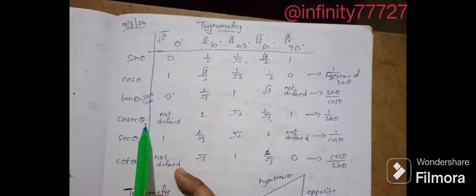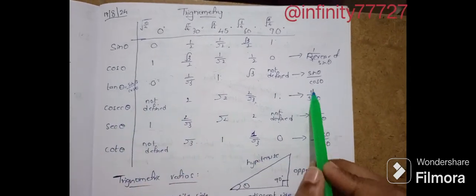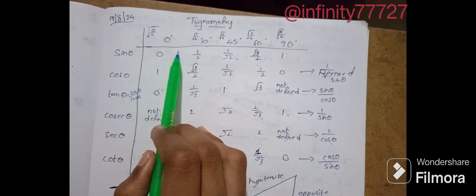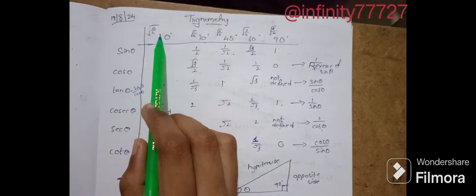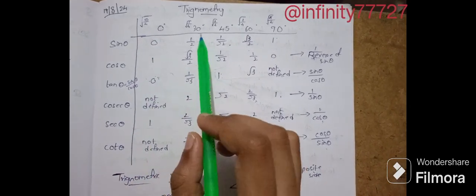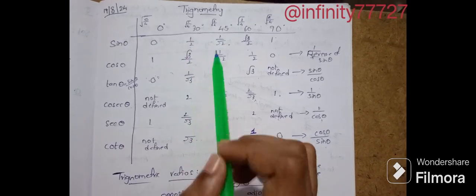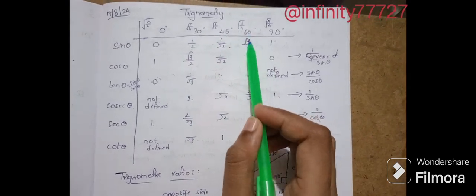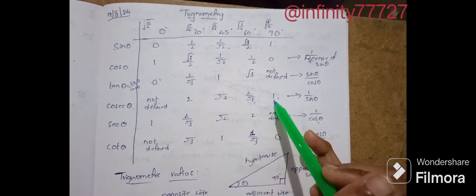And to get the cosecant theta value here, we should do 1 by sin theta, that is, taking 1 as the numerator over the sin theta values. Here 1 by 0 is not defined. 1 by 1 by 2 is 2. 1 by 1 by root 2 is root 2. 1 by root 3 by 2 is 2 by root 3. 1 by 1 is 1.